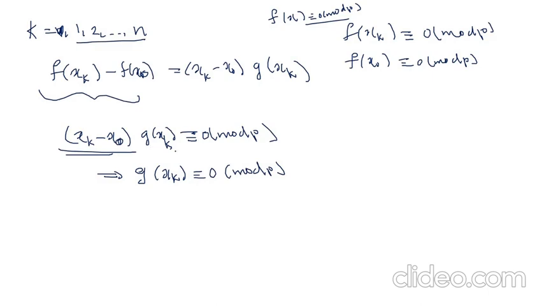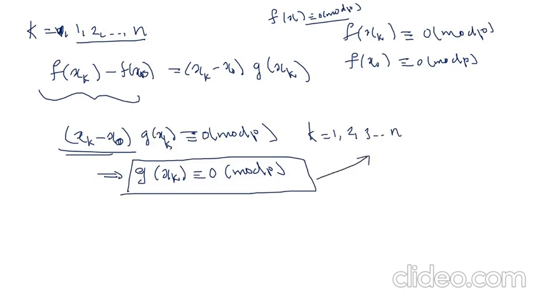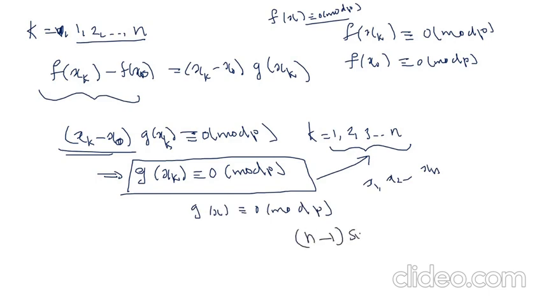Therefore only g of xk is congruent to 0 mod p, where k varies from 1, 2, 3, etc. n. That is, g of x congruent to 0 mod p has n solutions. All these k values, k varies from 1 to n, satisfy this condition, that is x1, x2, etc. xn satisfy the congruence g of x congruent to 0 mod p. But we already said that g of x congruent to 0 mod p has at most n minus 1 solutions. Here we get more than n minus 1 solutions, which is a contradiction.